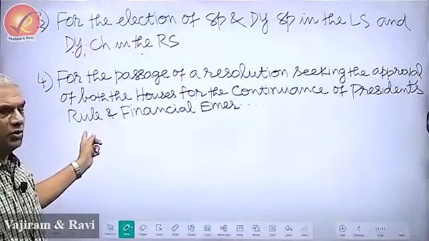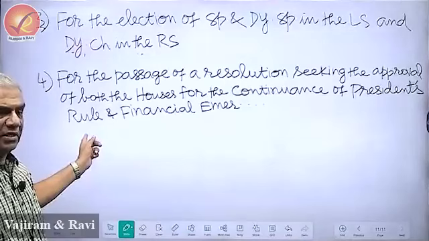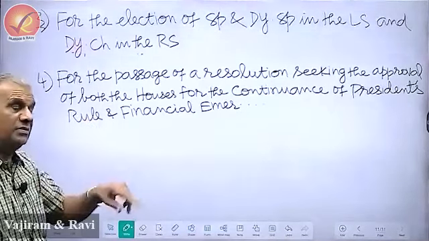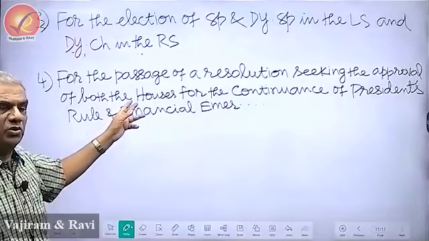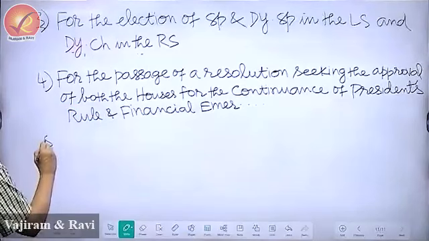Similarly, the president rule, which is imposed in a state under Article 356, is also valid only for a maximum of 2 months, unless within this 2-month period the president rule is approved by both the houses of the parliament with simple majority. What about national emergency?